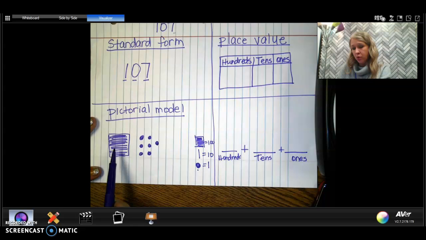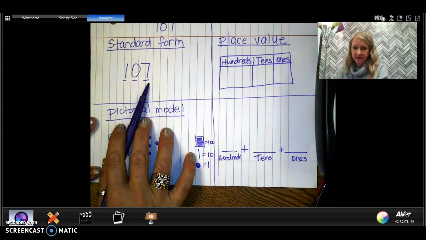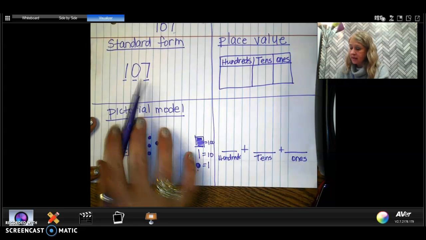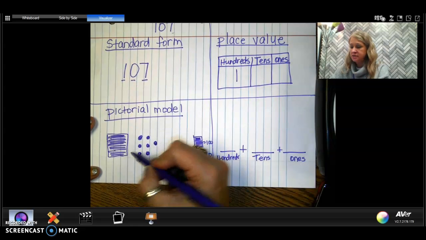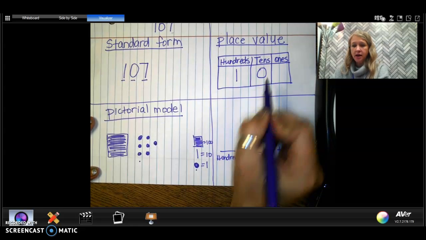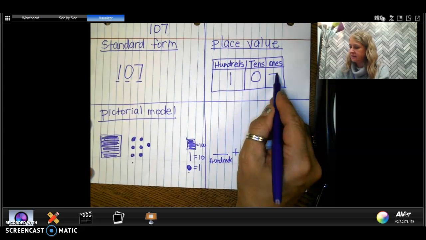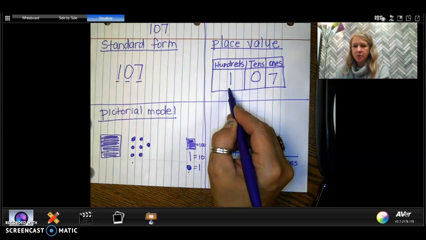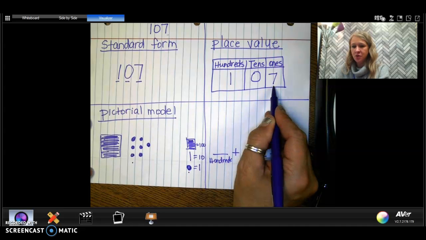Now I have 107. And that's the number that I wrote up here, 107. How many hundreds did I draw? 1. How many tens did I draw? 0. How many ones did I draw? 7. I hope I said hundreds here. How many hundreds did I draw? Good. 1. 0 tens and 7 ones.